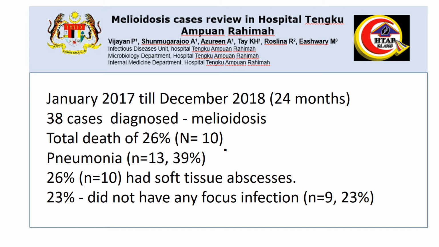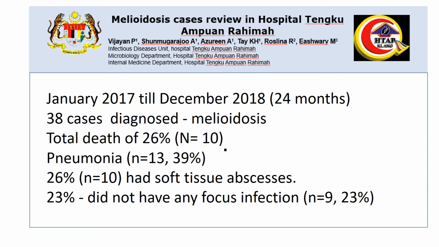So this is a poster that was put up by ID in Hospital Tengku Ampuan Rahimah. It was supposed to be presented during the ICID meet in February this year in KL. Unfortunately, due to COVID, it got postponed. So we looked at our melioidosis registry and picked up data from January 2017 till December 2018. Over a 24 months period, we had diagnosed a total of 38 cases of culture confirmed melioidosis.